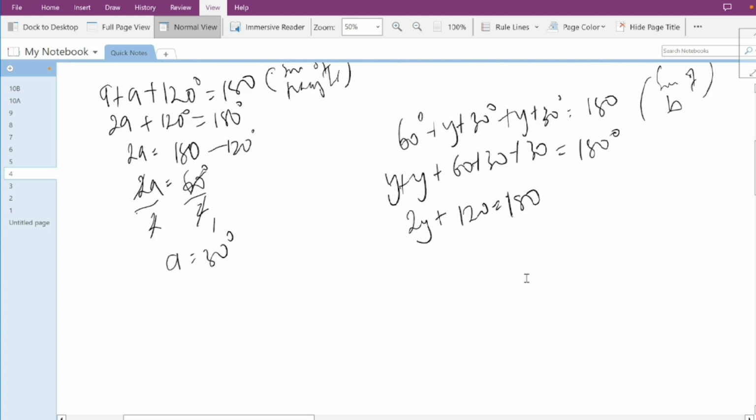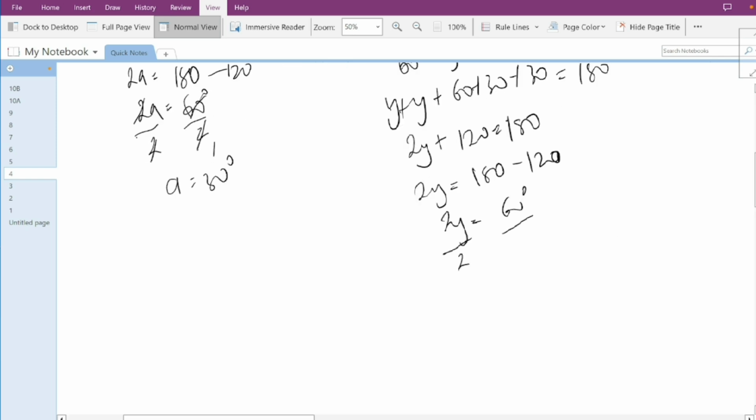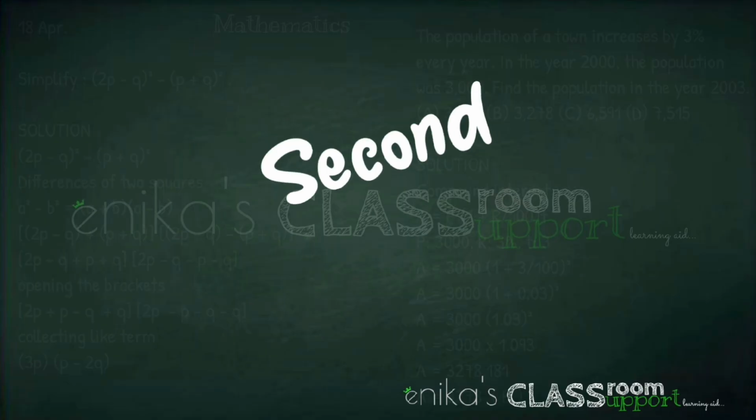We're looking for y. We have 2y equals 180 minus 120. We take the plus 120 over the equals sign, it turns to minus 120. We have 2y equals 180 minus 120, which is 60 degrees. We divide both sides by 2. Since we're looking for our y, 2 cancels 2. y equals 60 divided by 2, which is 30 degrees. So our y is 30 degrees.